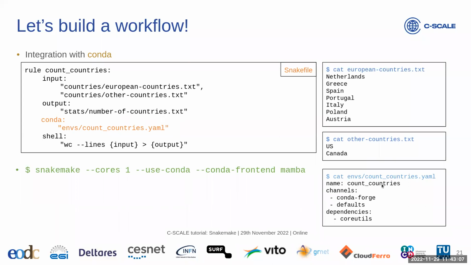I give a name to the environment. Again, I'm using the name of the rule, which I think is helpful both for the name of the file and for the name of the environment. I think that helps you track things down as the workflow grows. Specify the channels and the dependencies, because the wc command is part of the coreutils package. I do that, and I believe this is another example here.